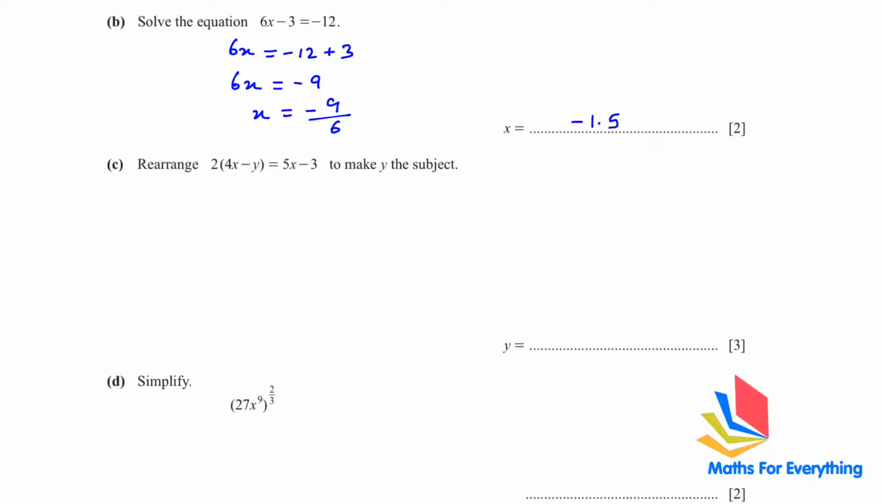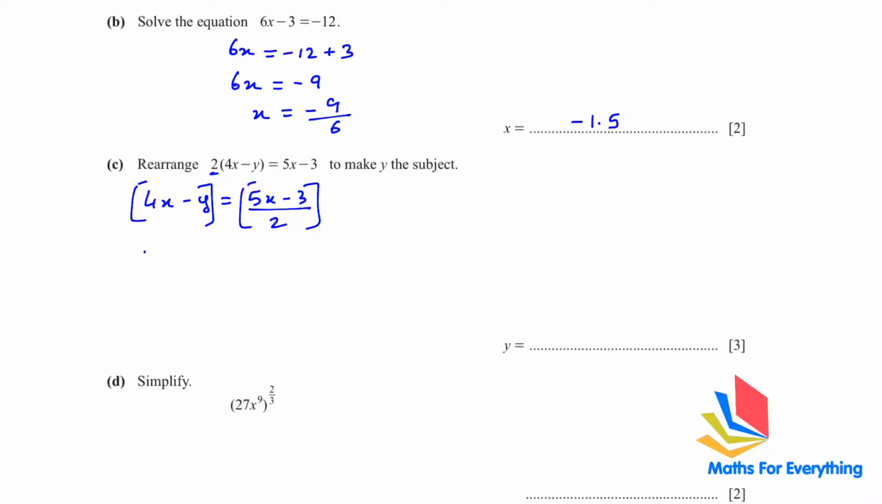Part C, rearrange this equation to make y the subject. So we want y the subject, we have to bring everything to the other side. So let's start. We can expand the bracket or we can do without expanding. Let me show you without expanding. 4x minus y is equal to 5x minus 3. This is a multiply. When I bring to the other side, it will be a divide. Your y has to be positive. So the whole terms, we will interchange the places, or we can just move the y to the other side.